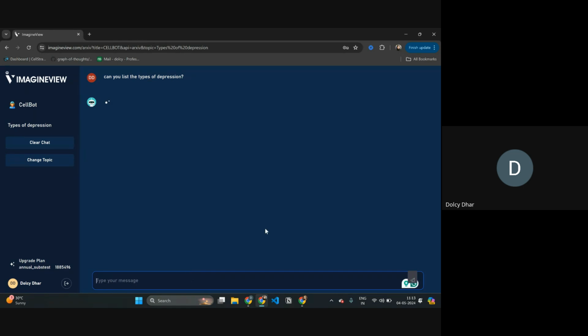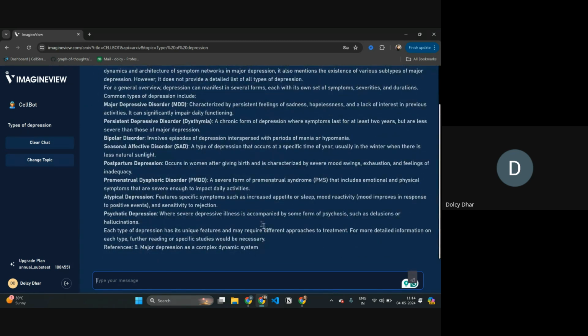So the archive pipeline is a little slow. We are going to be adding the streaming functionality pretty soon. So by the end of next week, you'll find this pipeline also giving you faster responses. I'll show you how PubMed responds as well. But let's see what the model gives us. So this is nothing but a simple RAG.